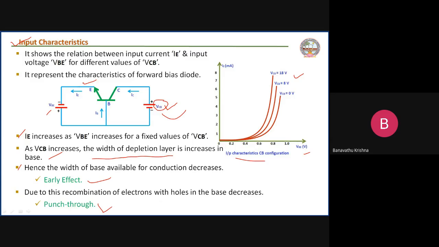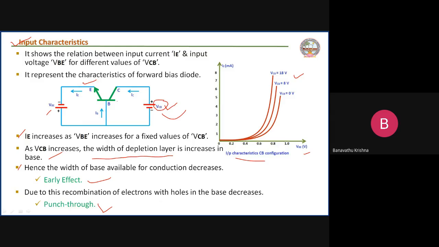Punch through. Okay. Again I repeat: as VCB further increases, at one stage the depletion region completely occupies the base, at which the collector base junction breaks down. This phenomenon is known as punch through. Okay. This is the basic concept of input characteristics here. This concept is also available in the practical laboratory; you have to do this.